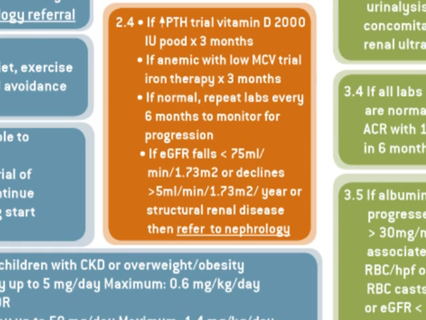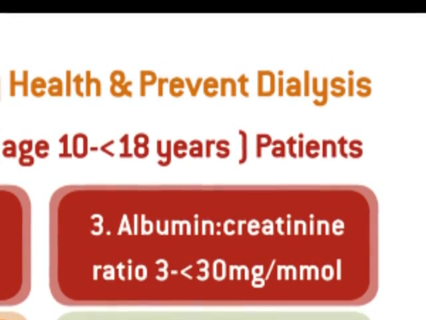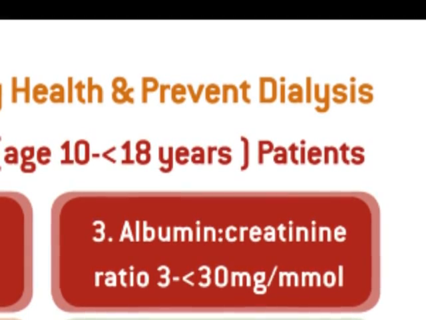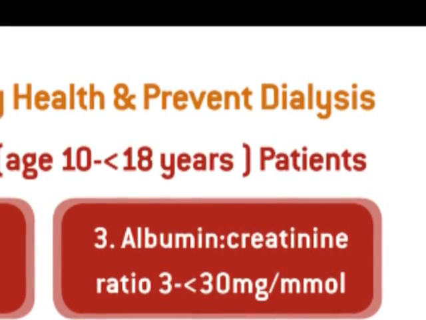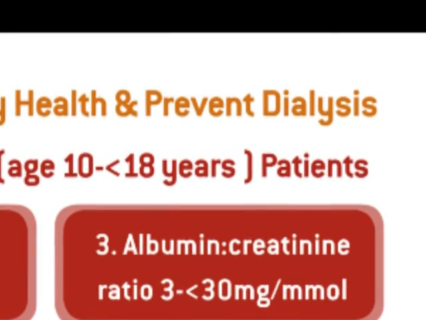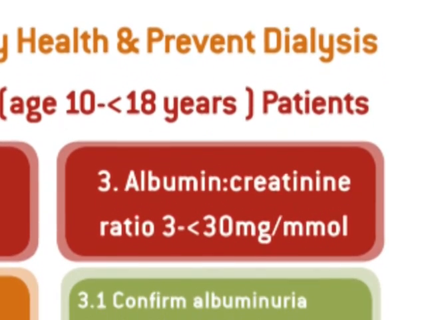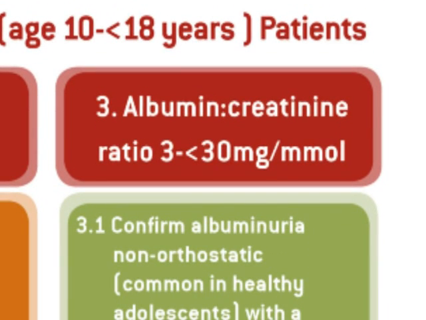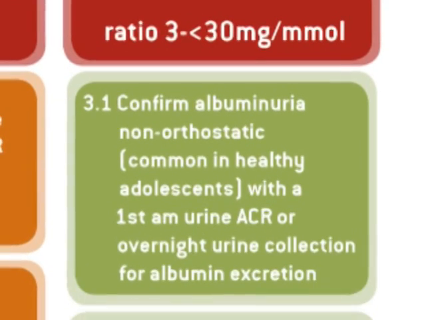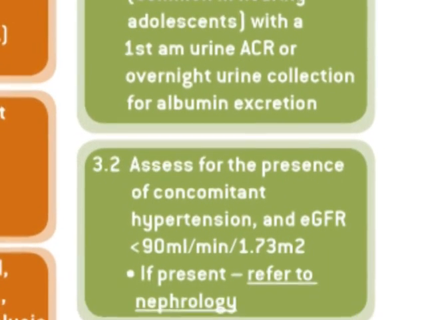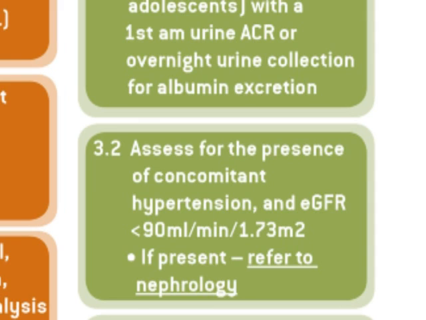Finally, if microalbuminuria is noted and the patient is triaged as low risk with the ACR of 3 to less than 30, then we again recommend confirming the presence of albuminuria. In children, there is a high prevalence of orthostatic albuminuria. Therefore, a first morning urine or an overnight urine collection is required to confirm that the albuminuria is pathologic. So that is the first recommendation. We also recommend assessing for concomitant hypertension and eGFR. If it's below 90, then we recommend referral to nephrology.